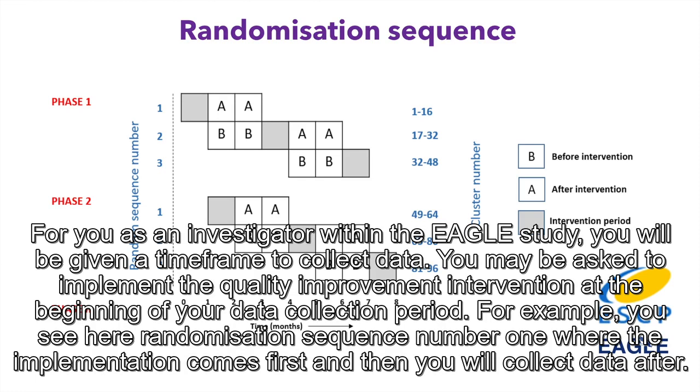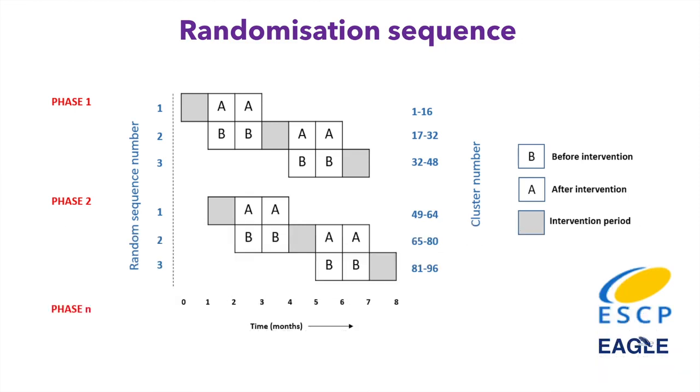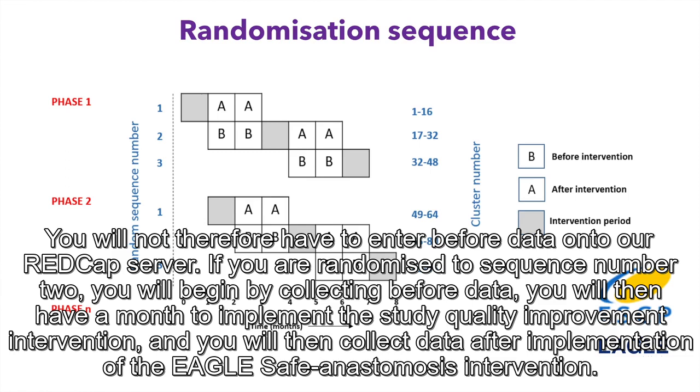For you as an investigator within the EAGLE study, you will be given a time frame to collect data. You may be asked to implement the quality improvement intervention at the beginning of your data collection period. For example, you see here randomization sequence number 1, where the implementation comes first, and then you will collect data after. You will not therefore need to enter before data onto our REDCap server.